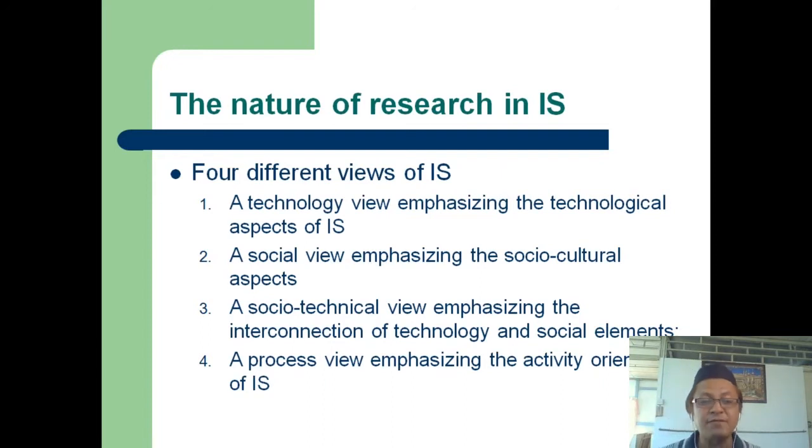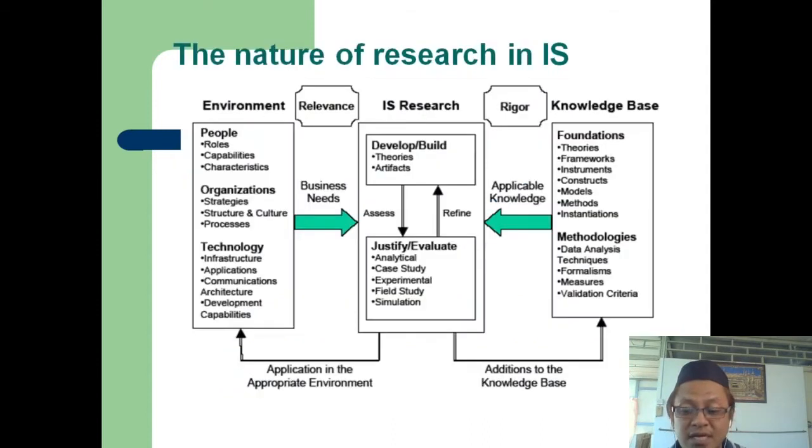And the last view of information system is looking into the process. Remember the generic model of input, process, output. So information system is also being viewed in that manner, where the emphasis is on the activity oriented towards the process involved in the information systems and development. Right. This is one framework which is very popular among IS researchers that provides you a bird's eye view of the scope of information systems research.